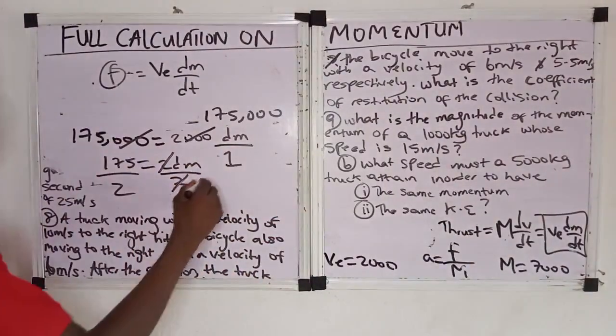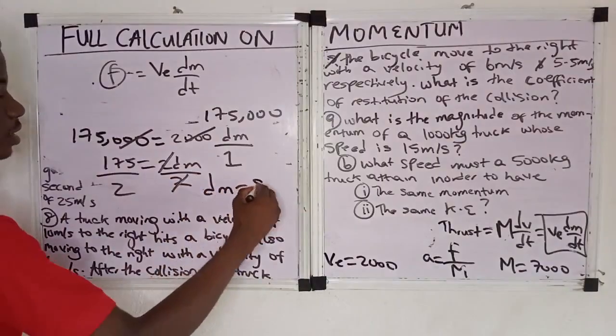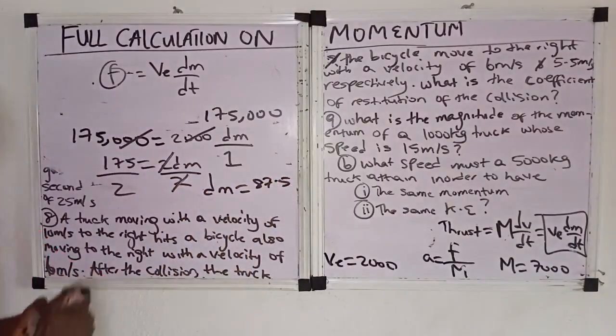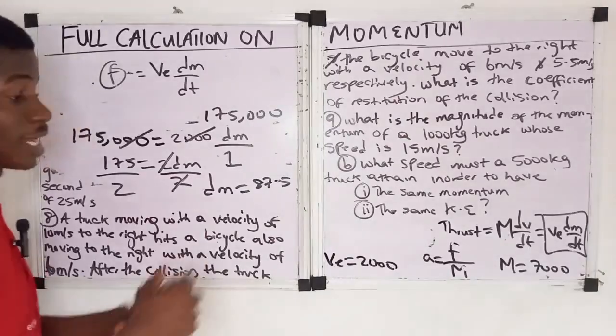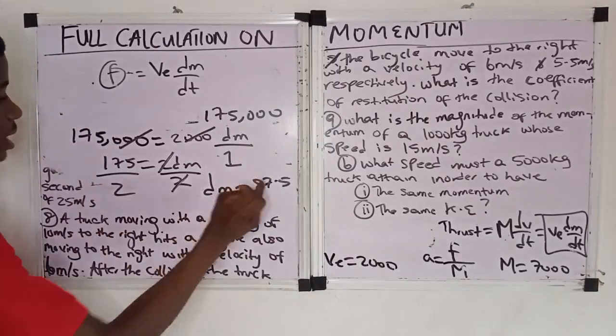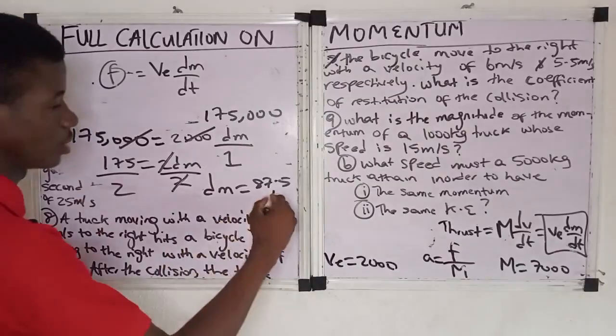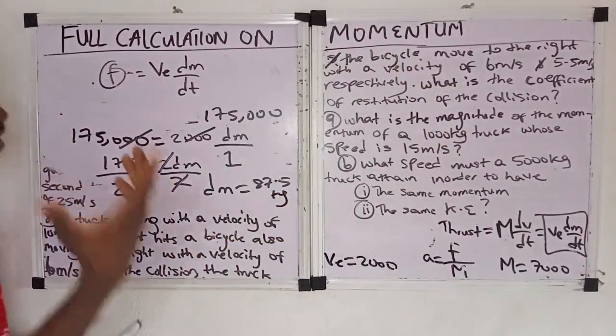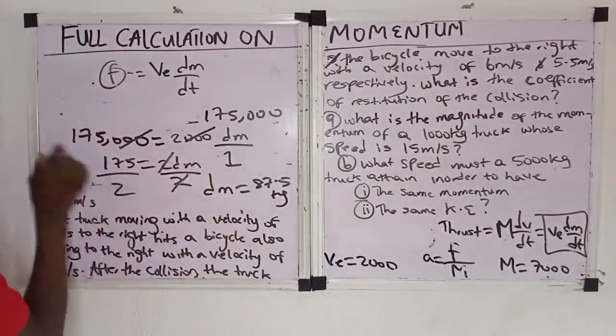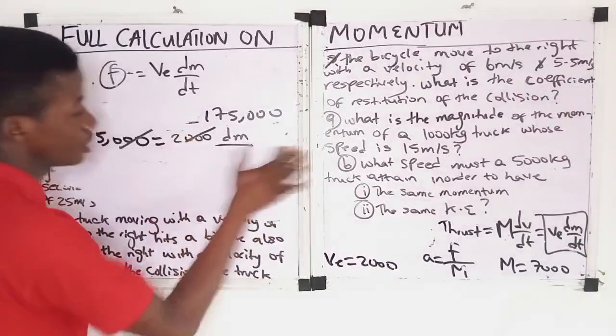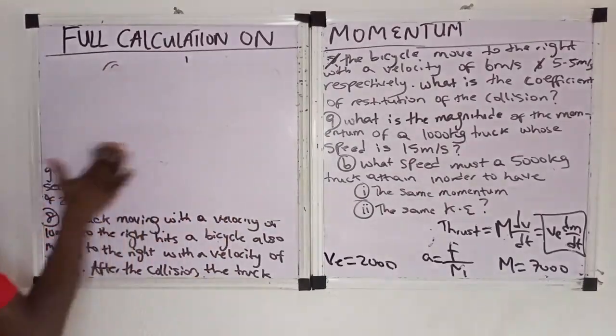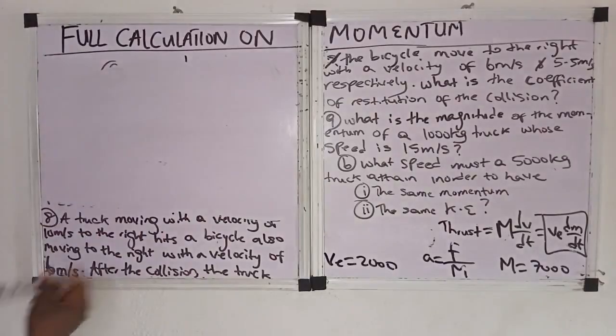So the mass of gas the rocket expels in the first second is 87.5 kg. That is 87.5 kg of gas the rocket expels in the first second. Now let's do the second question.